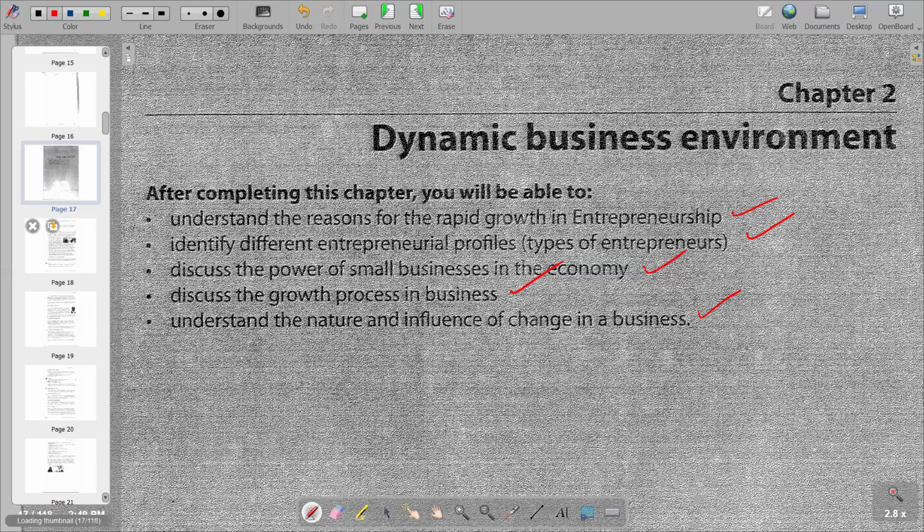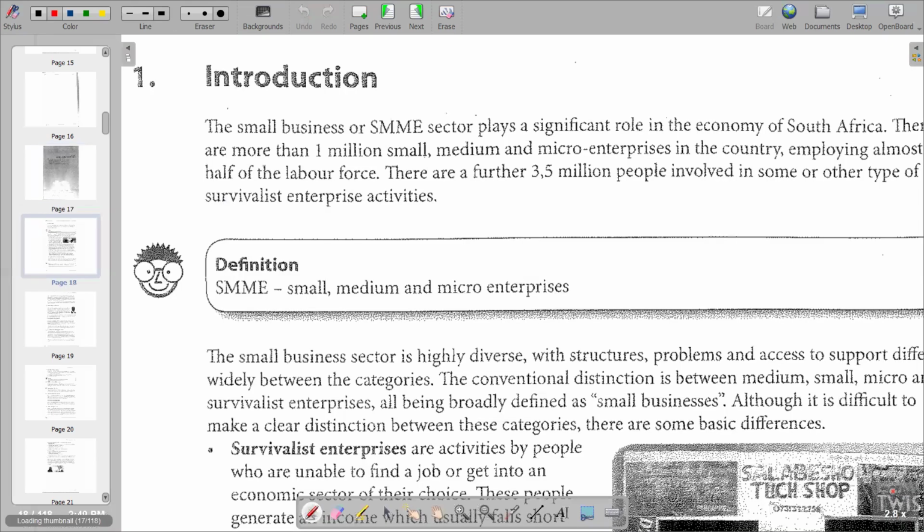So I'm moving on to the information that we have according to our chapter 2. We are going to start on the introduction, whereby the introduction explains the significance of small businesses in the economy of South Africa in particular. We are going to see that the small business environment constitutes a greater proportion in the economy, whereby approximately 3.5 million people are involved in enterprise activities.